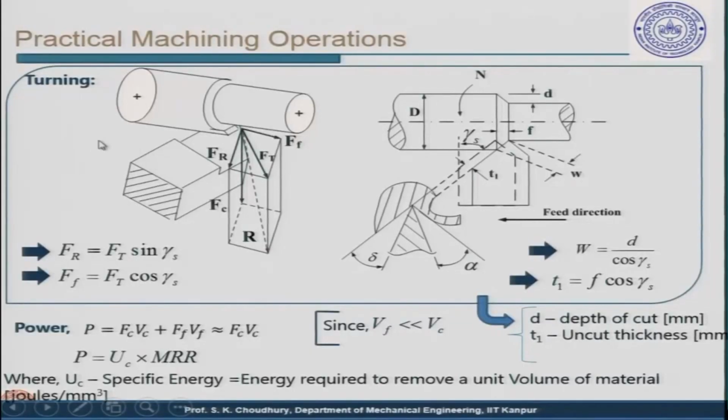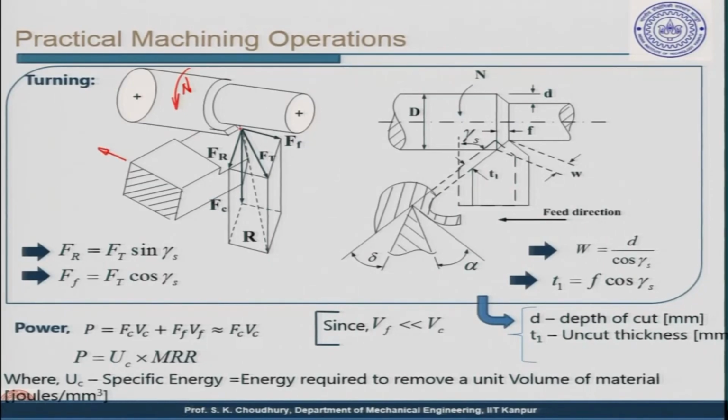Now, what is shown here is turning. Let us talk about turning first. This is the pictorial, or three-dimensional, view. This is the workpiece, and the tool is here. The tool is mounted on the tool post, which is not shown here, and it is turning. So the workpiece is rotating at, let us say, n RPM, and the material is removed as the tool is fed along the axis of the workpiece.